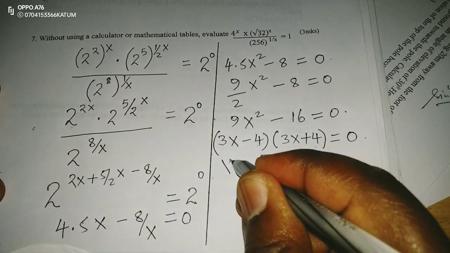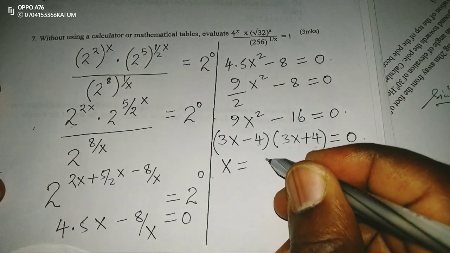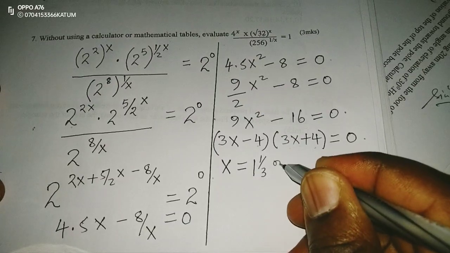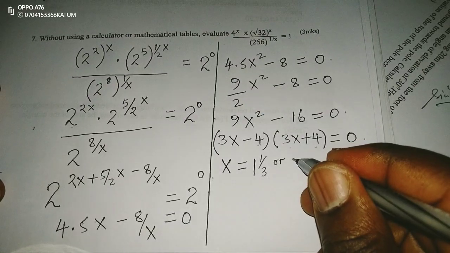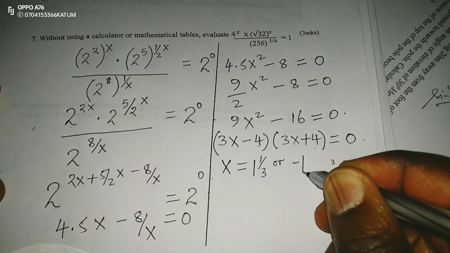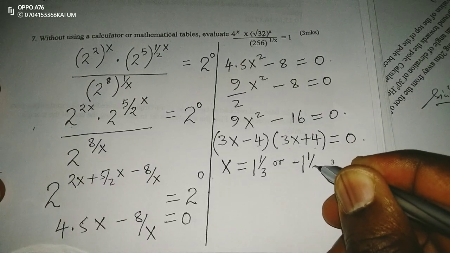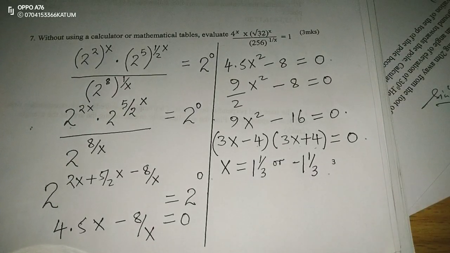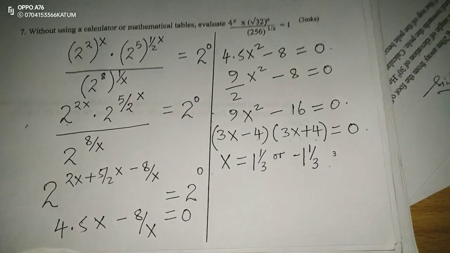And the value of x is going to be 4 out of 3, which is 1 and a third. Or the value of x will be equal to negative 4 out of 3, which is negative 1 and 1 out of 3. So these are the values of x for this equation.